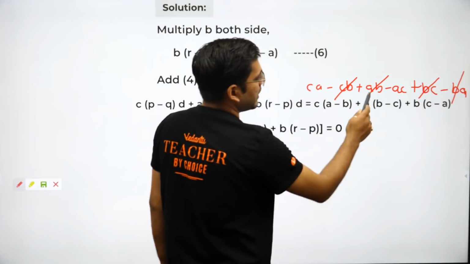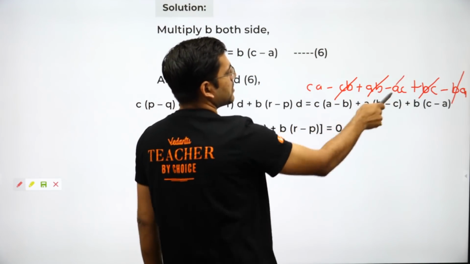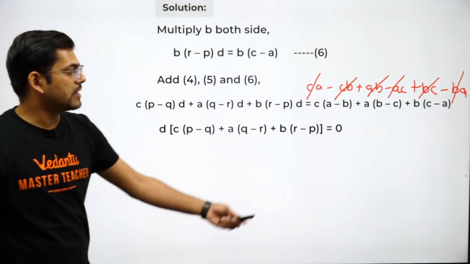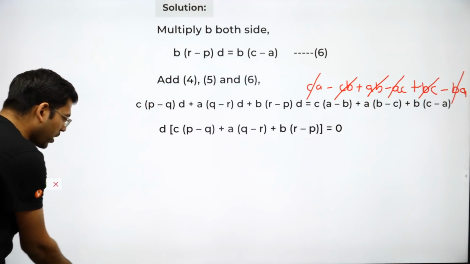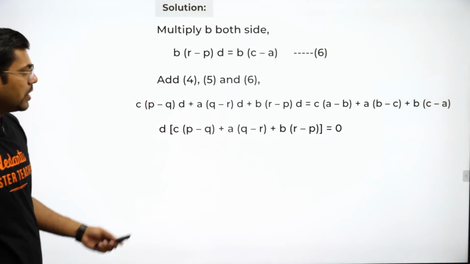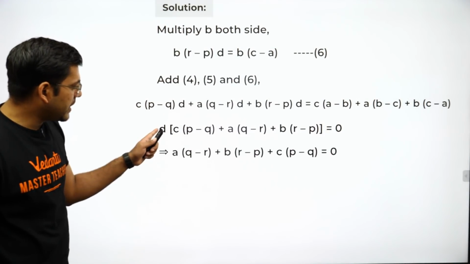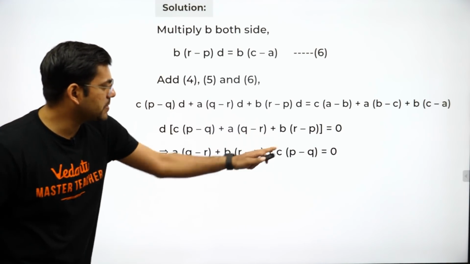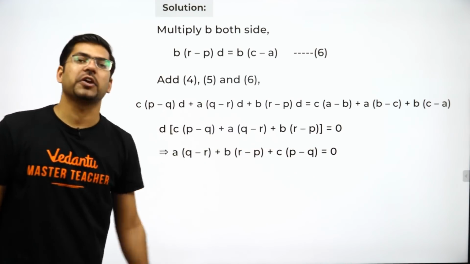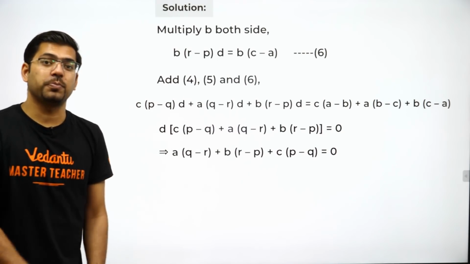This is also cancelled, AB minus BA, and this is CA and minus CA. So all of them getting cancelled, so getting the final value as 0. So that is why we have got here 0. So that will be 0, and D common. So the remaining here is A times (Q minus R), B times (R minus P) and C times (P minus Q), that is equal to 0. And this we had to prove.